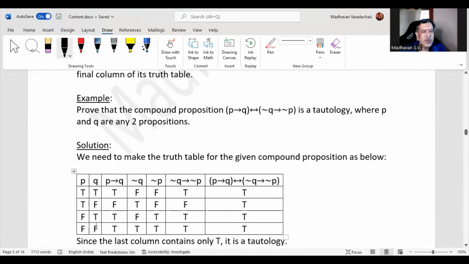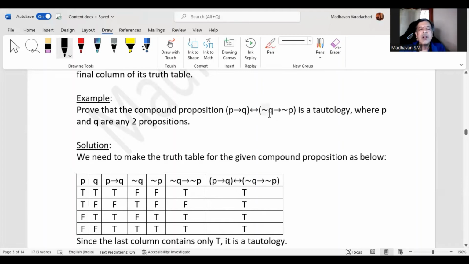Then comes not Q. We have to write the opposite values of Q here. So when it is T, it is F. When it is F, it is T. When it is T, it is F. When it is F, it is T. Then we have to write not P. So wherever P is there, we have to write the opposite of it. TT, so you write FF. Here FF, you write TT.